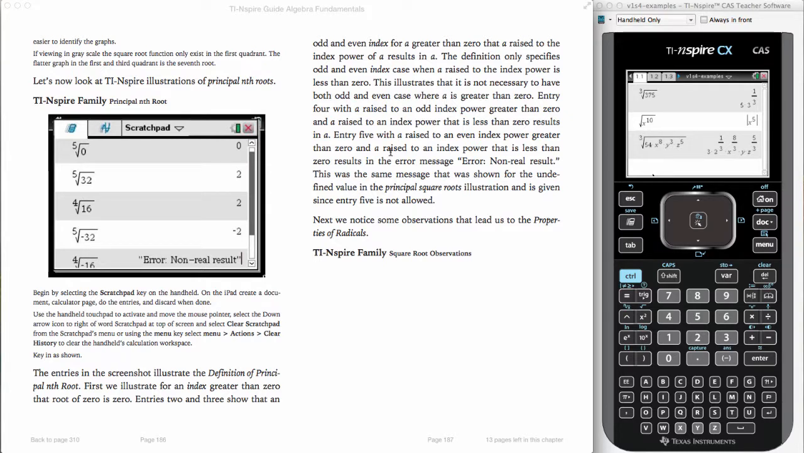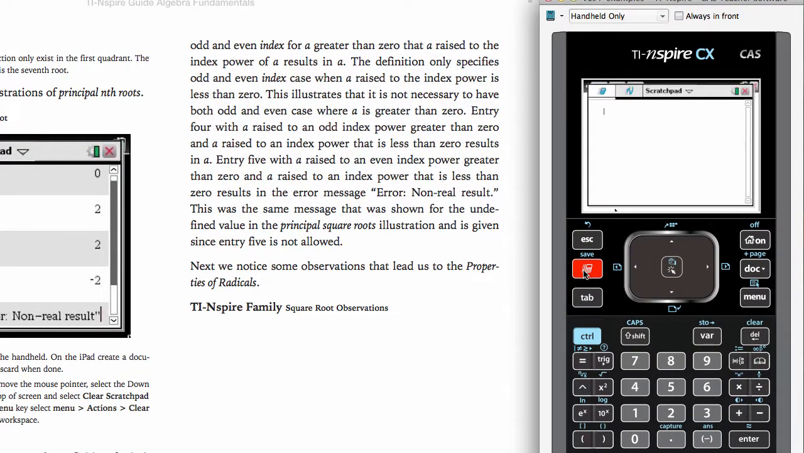Let's go ahead and look at these answers on our calculator. So go over to the scratch pad. If the scratch pad has information in it, use the action 1-5 to clear out your calculator. So the first thing we're going to look at is the fifth root of 0. We'll hit Control, put 5 in for our index, move over, put in 0, and press enter, and we see the answer is 0.